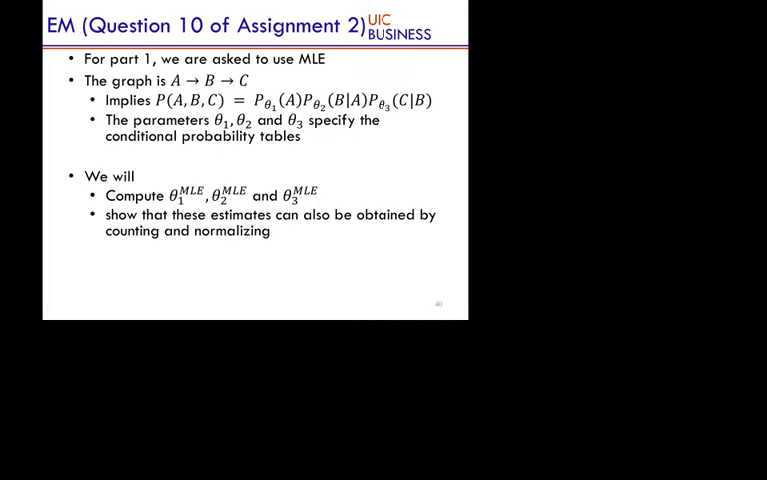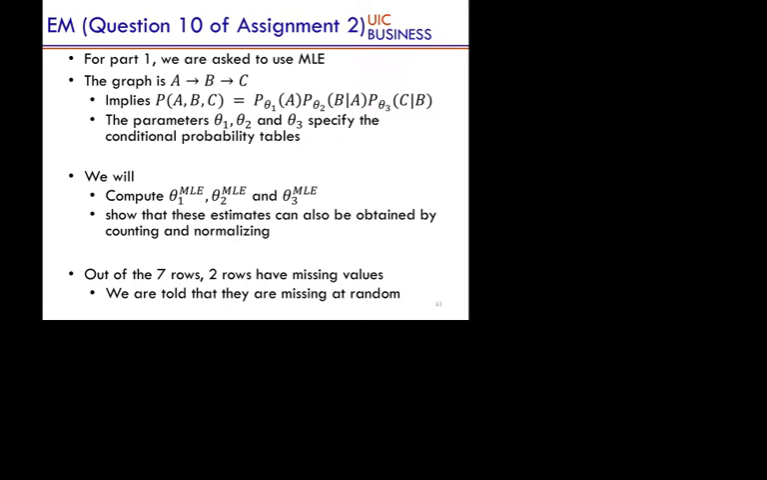And so we'll compute theta 1 MLE, and theta 2 and theta 3 now, and show that these estimates can also be obtained by counting and normalizing. Somebody had raised a question about counting and normalizing versus doing maximum likelihood estimation. In this case, you will see that counting and normalizing is the same as doing MLE, and we saw that even in the naive Bayes example, or the Bernoulli example, it is just counting the number of ones divided by the total observations.